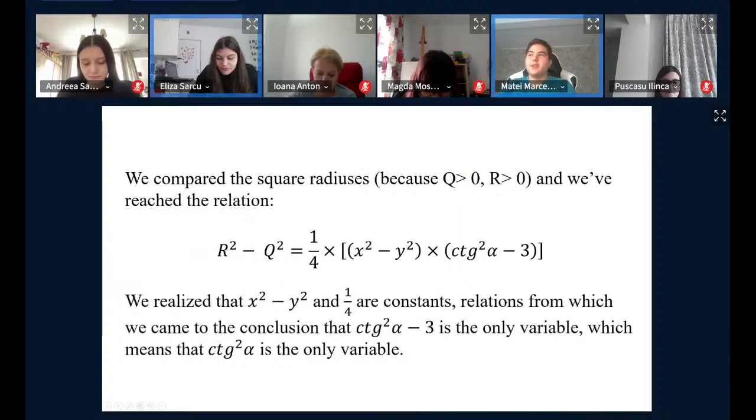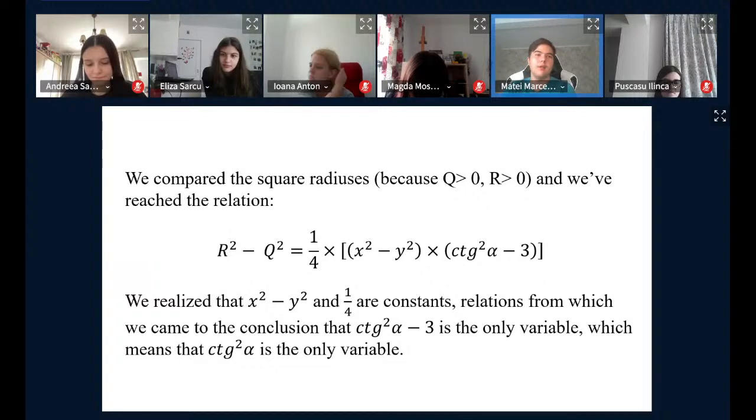We compare the squares of the radii. This is the algorithm we used to arrive at the formula. R squared minus q squared equals 1/4 times (x squared minus y squared) times (cotangent squared of alpha minus 3). We realize that x squared minus y squared and 1/4 are constants, relations from which we came to the conclusion that cotangent squared of alpha minus 3 is the only variable, which means that cotangent squared of alpha is the only variable.